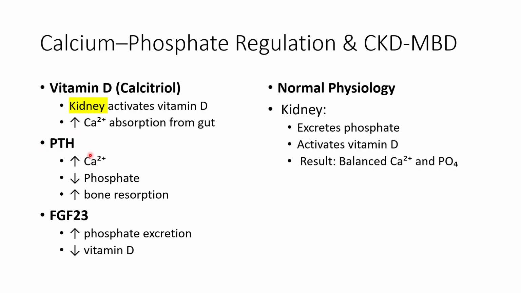Then the second regulator is PTH. There are receptors that sense the calcium level in the blood, and in response to this, PTH is secreted. PTH increases calcium in the blood, decreases phosphate, and it also increases bone resorption in an attempt to increase calcium in the blood. Then the third regulator is FGF23. FGF23 is a phosphoturic molecule. Basically, it causes excretion of phosphate in the urine. But along with it, it is also an antagonist to vitamin D, as vitamin D along with calcium also increases absorption of phosphate. So in normal physiology, the kidney excretes the phosphate, activates the vitamin D, and there is a balance maintained of calcium and phosphorus.